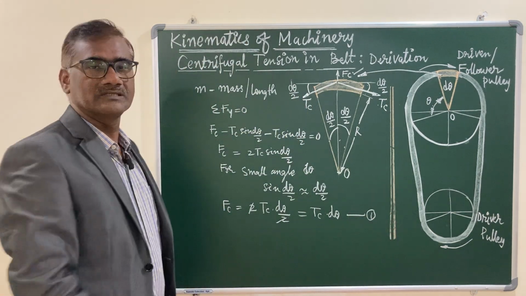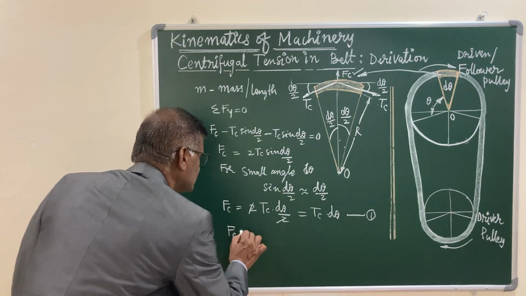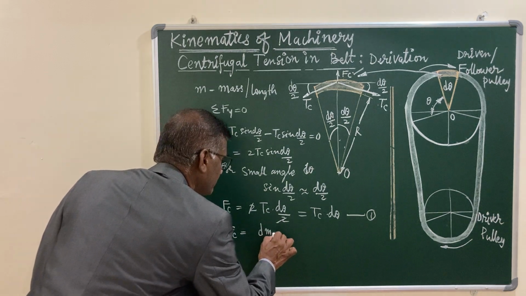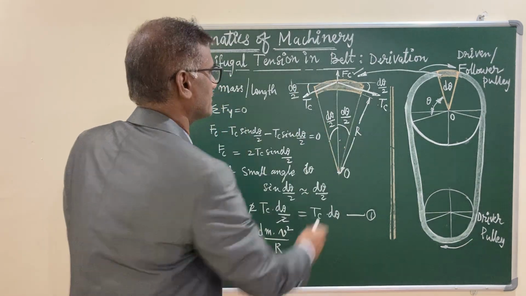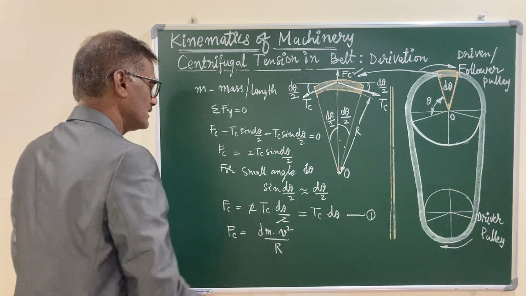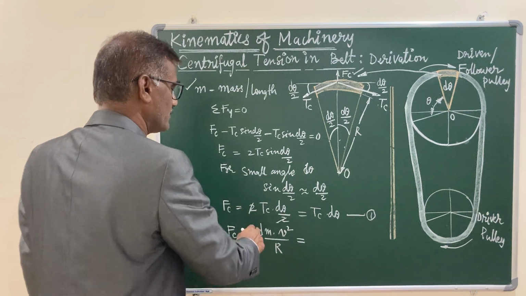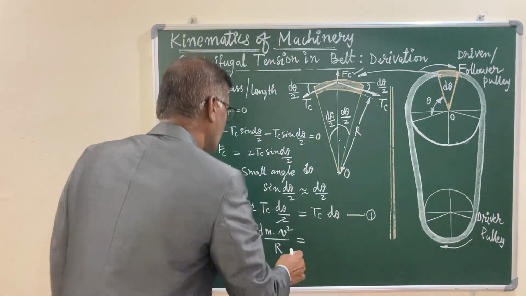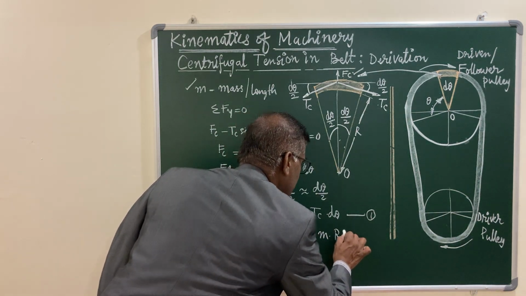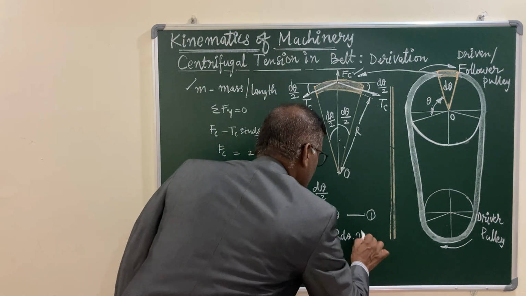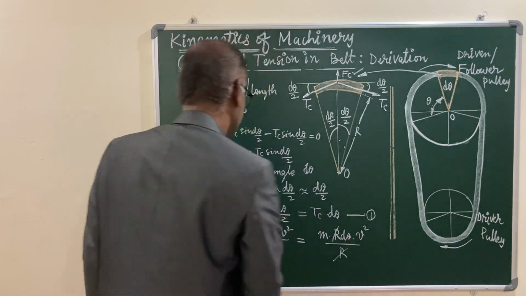And write the expression for the centrifugal force Fc. As you know very well, Fc is equal to the elemental mass dm into v square by the radius of the pulley, that is r. Radius of the pulley is r, and substitute this dm. As you know that m is the mass per unit length, if you multiply the elemental length, that is r d theta, so you are substituting dm is m times r d theta, the elemental length, into v square by r. So r gets cancelled, and you have the Fc value.